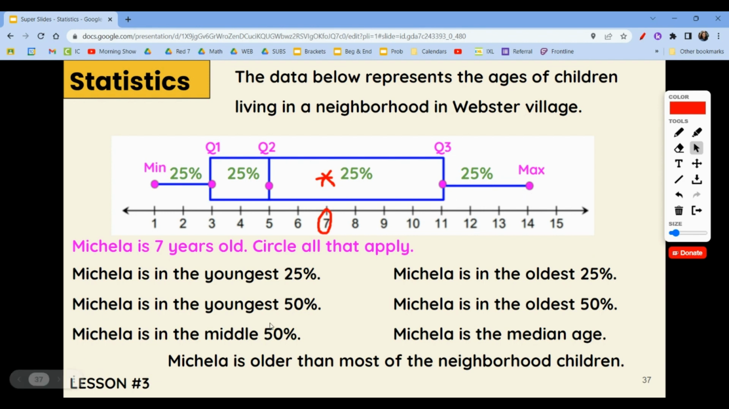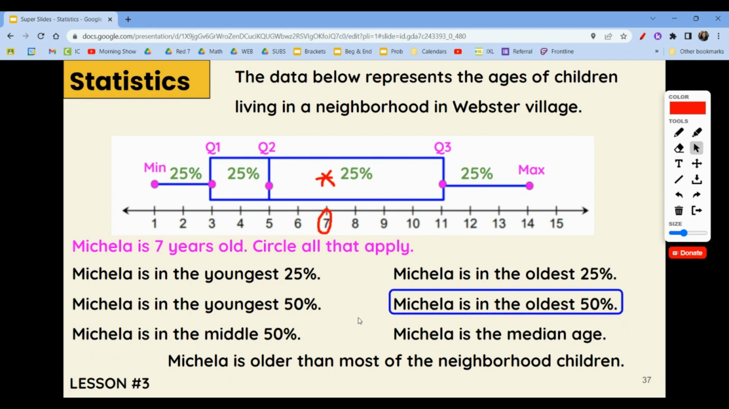Michaela is in the youngest 50%. The youngest 50% would be these 2 quartiles, and Michaela is not in those quartiles. Michaela is in the oldest 50%. The oldest 50% would be these 2 quartiles, and Michaela is in those quartiles. So that's the first thing we're going to circle.